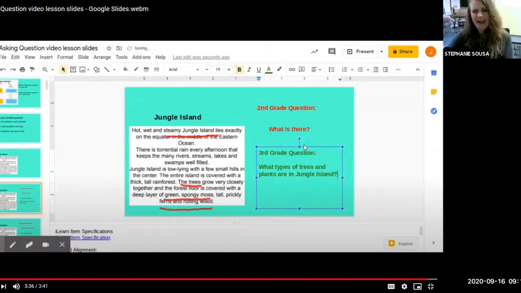So this takes, hey, what's that? Into something more specific. Hey, what do you see on Jungle Island? Now we're more specific, okay? So this is how you beef up a question or make it more advanced, more specific, okay?